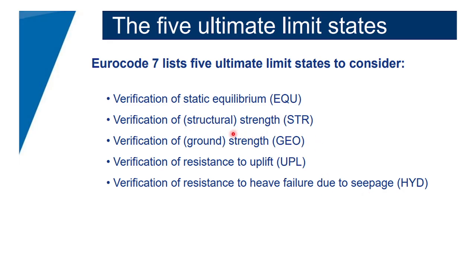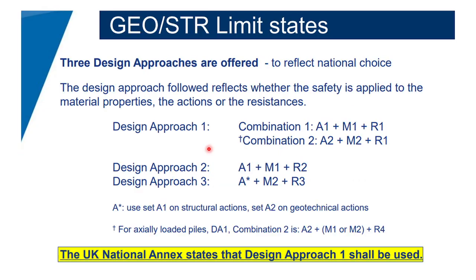Basically, we're going to analyze using the strength, or the structural and then ground strength verification, for this analysis of shallow foundation. So in this limit state, you have these design approaches. In design approach 1, you have two combinations. You have A1, M1, and R1. And for combination 2, you have A2, M2, and R1.